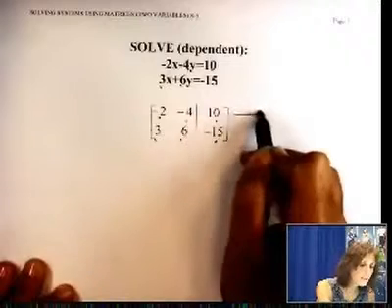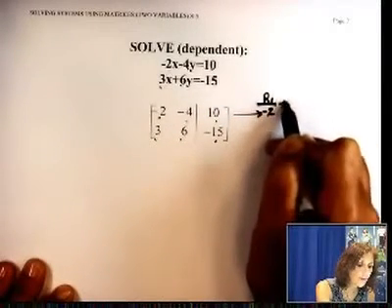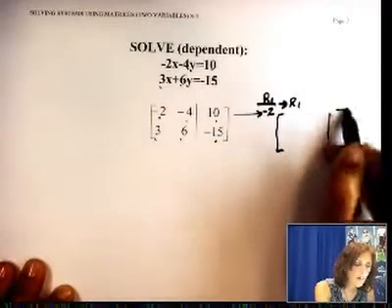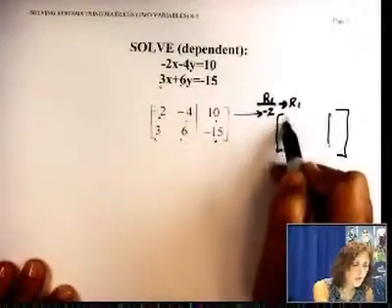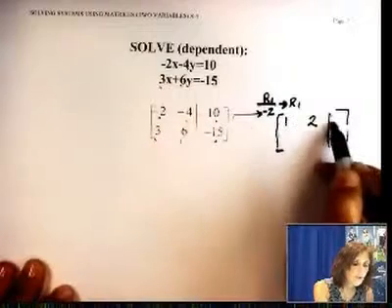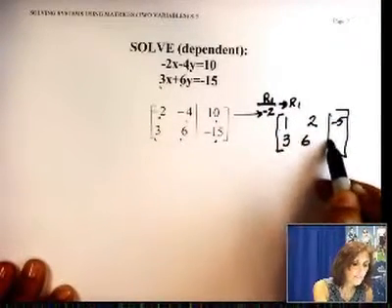The first one is I'm going to take R1 and divide by negative 2 and put it in R1 so that I have a 1 at the corner. Negative 2 by negative 2, that's 1. Negative 4 by negative 2, that's 2. 10 by negative 2, that's negative 5. And I'm going to leave this one alone.